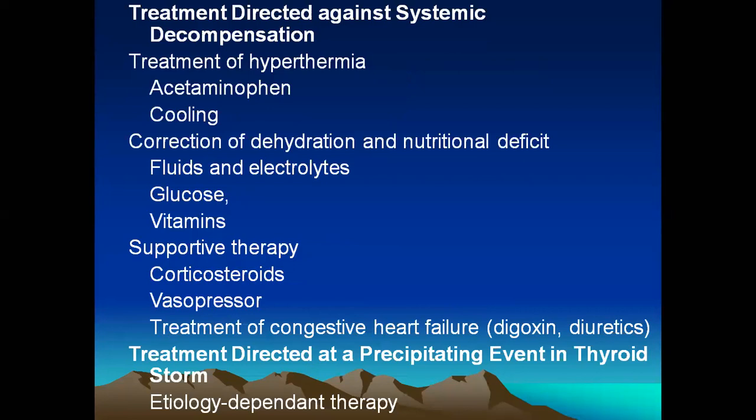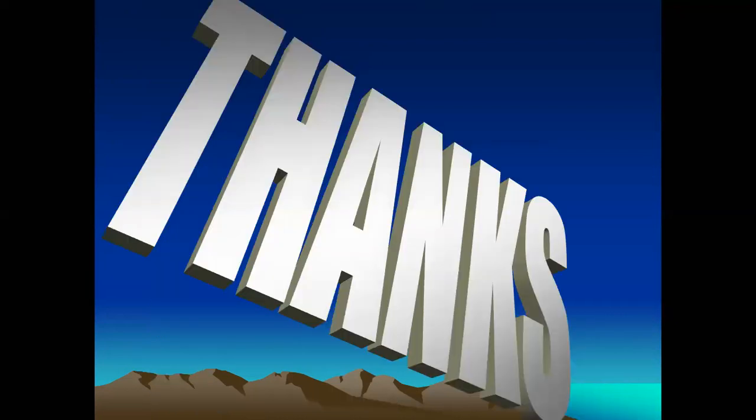And precipitating factors are important. Etiology: what was the reason? So we have to give the treatment according to the etiology. Was it infection or was it something else? So therapy should be given according to the etiology. But as I told you, despite doing all these things, the mortality rate is quite high.